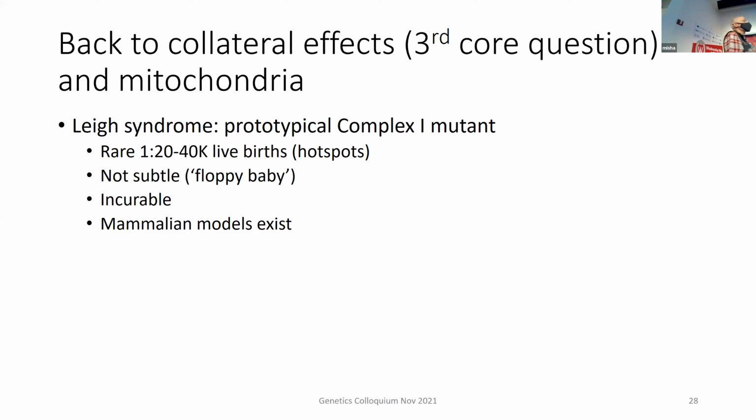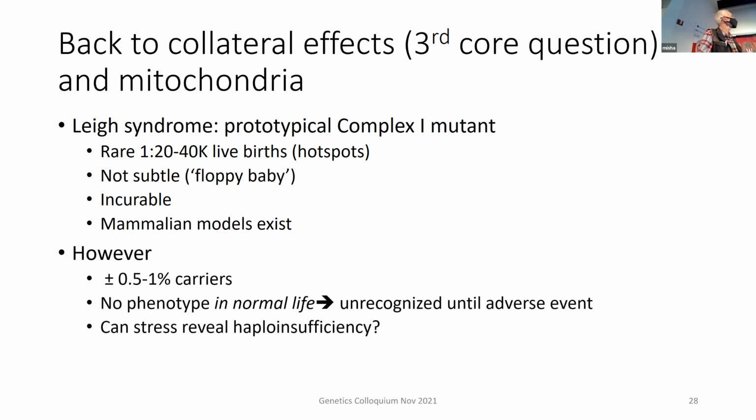Live births, homozygous, are 1 in 20 to 40,000 cases, except for hotspots. There's one in Canada, there is one in the Faroe Islands, where the incidence of live births is about 1 in 5 to 1 in 7,000. And so there are mammalian models. And you ask yourself, why bother then with Drosophila if you already have mammalian models? And there are a couple of reasons for it.